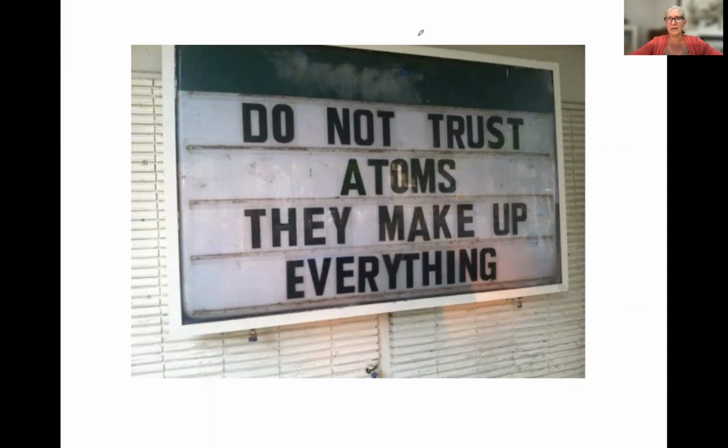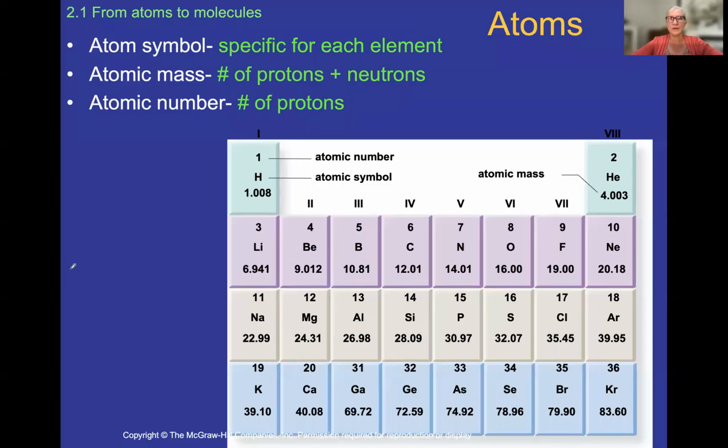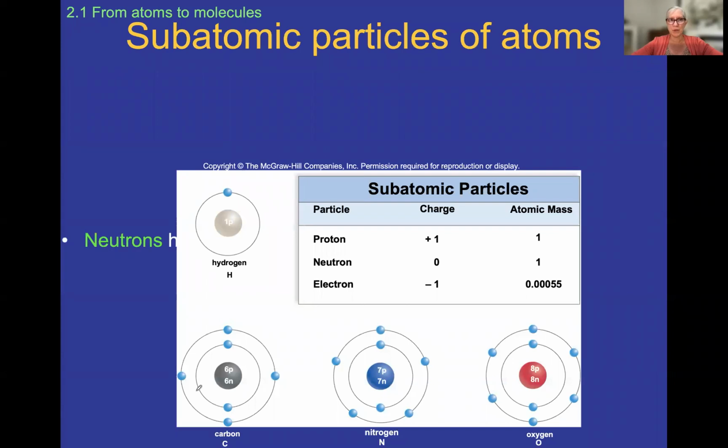They make up everything. Here is a brief example of the periodic table showing some of the elements as they exist on the table. You do not need to be able to read this table per se, but it gives scientists information about each atom. What we find in atoms are some basic particles. We call them subatomic particles.